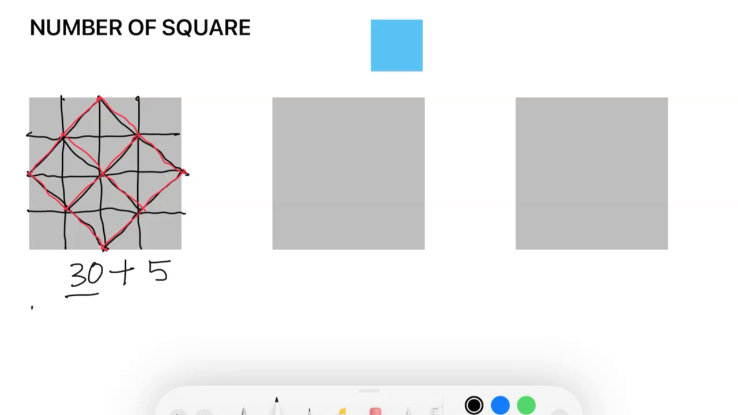How does the 30 come up? This is nothing but 16 plus 9 plus 4 plus 1. How does this 5 come up? This is nothing but 4 plus 1. So if I sum up everything, the answer is 35. So even a very complicated question like this will look very simple once you start understanding how the number of squares can be identified.